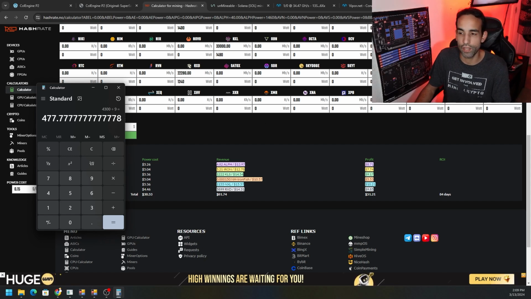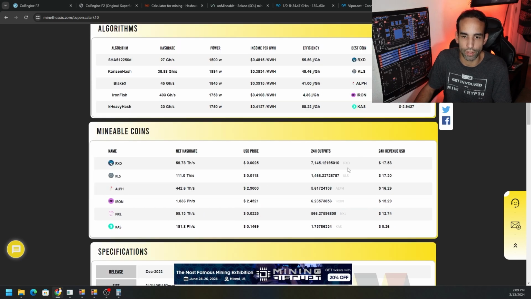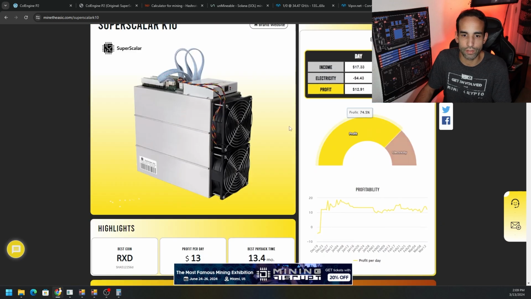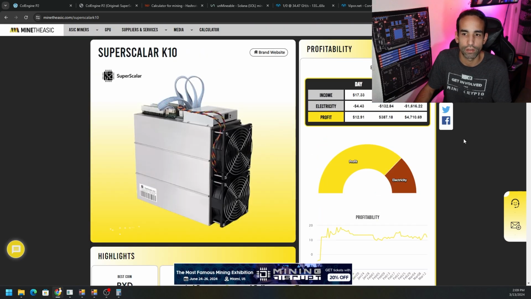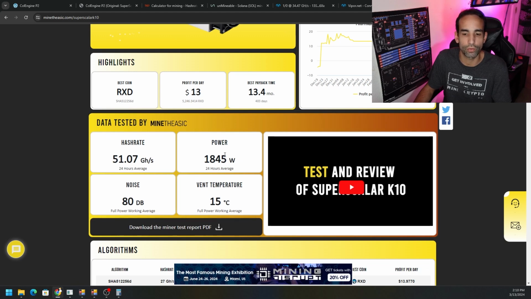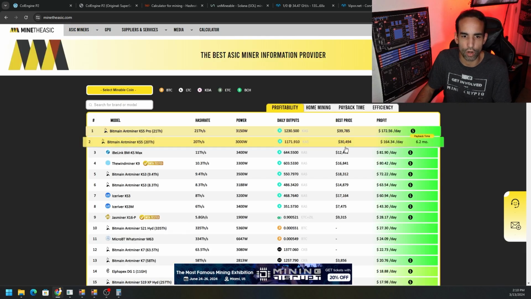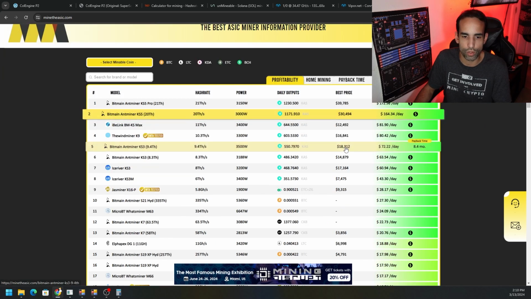Now, granted, that is taking a risk, right? Just as it is with any other machine out there. And you can go to Mine the ASIC and you can see some of the different coins and profitability and pricing and all that good stuff. But this K10 will earn more per day than it would on the ColEngine P2, but the P2 doesn't use as much power. While this thing drinks almost 1900 watts, depending on the algorithm, you'll be anywhere between 1500 and under, right? And still getting a pretty decent hash rate. And you can utilize this information to help you determine which miner will be best for you and your setup.